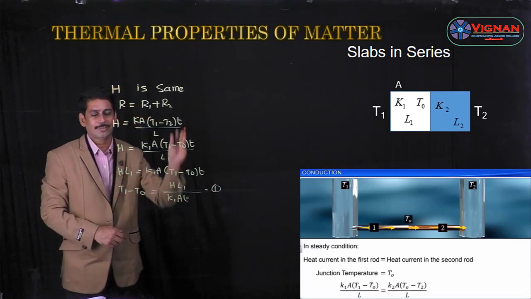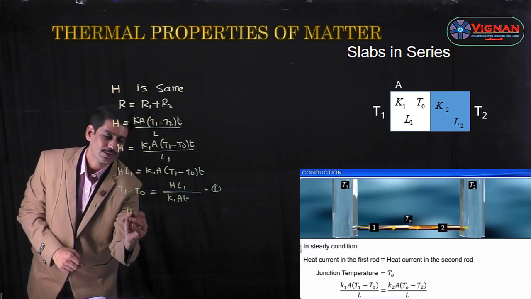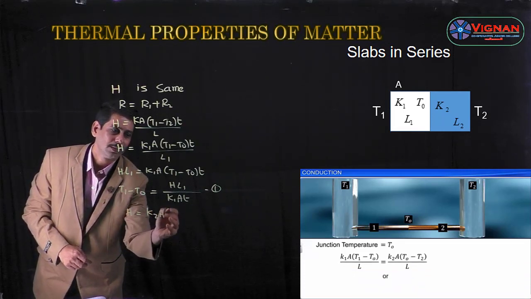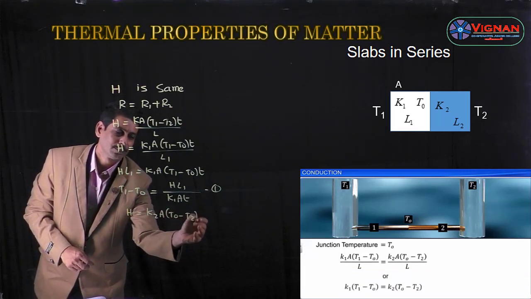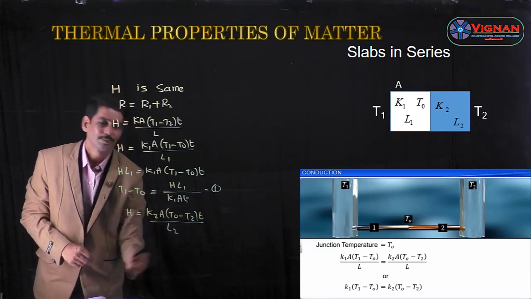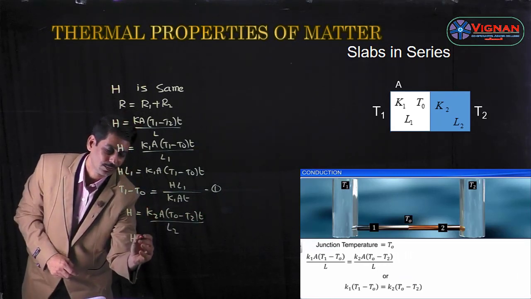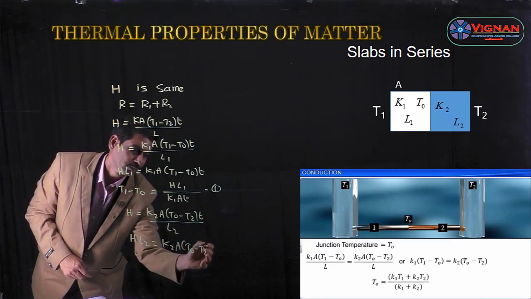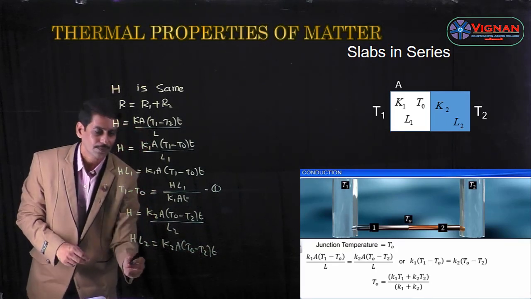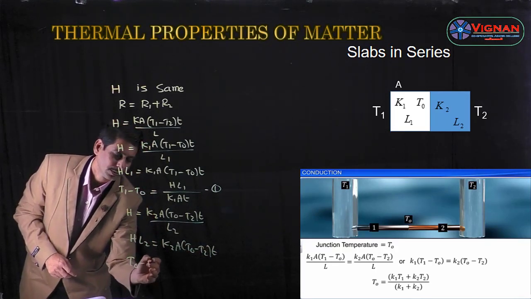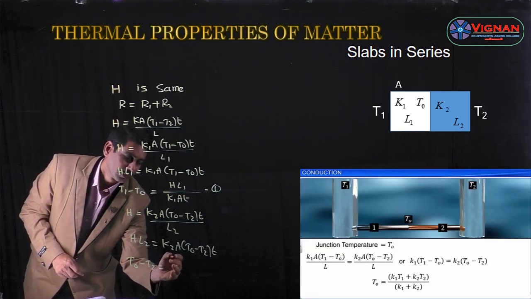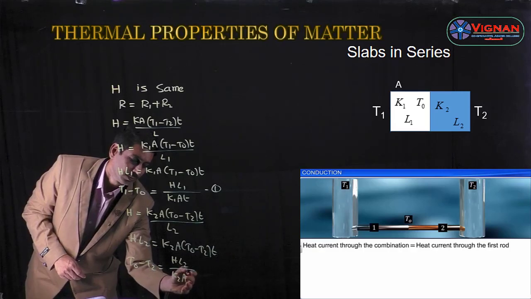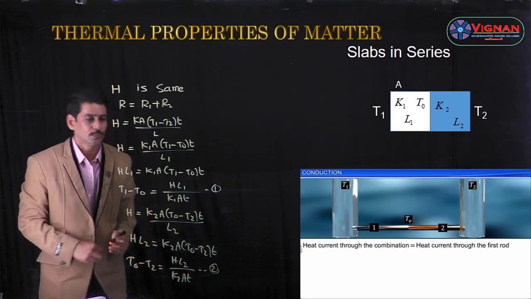Now apply this expression for the second conductor. Then we get H is equal to K2 A into T0 minus T2 into t by L2. Once again cross multiplication we get H L2 is equal to K2 A into T0 minus T2 into t. From this, T0 minus T2 is equal to H L2 divided by K2 A t. Let us consider that as equation 2.